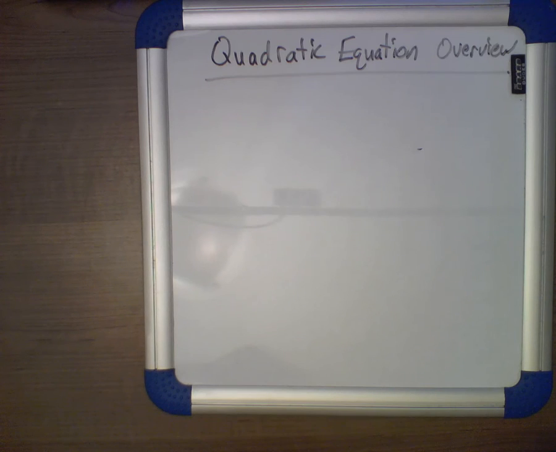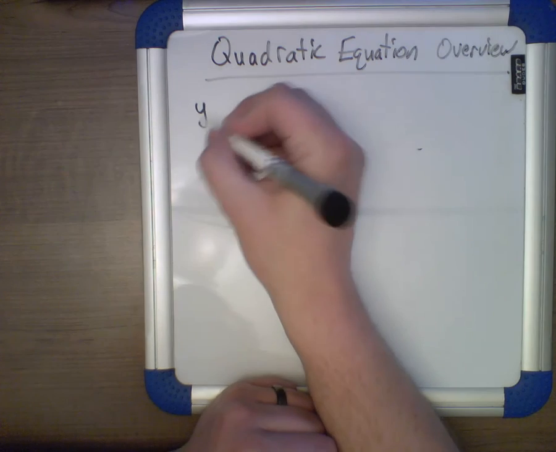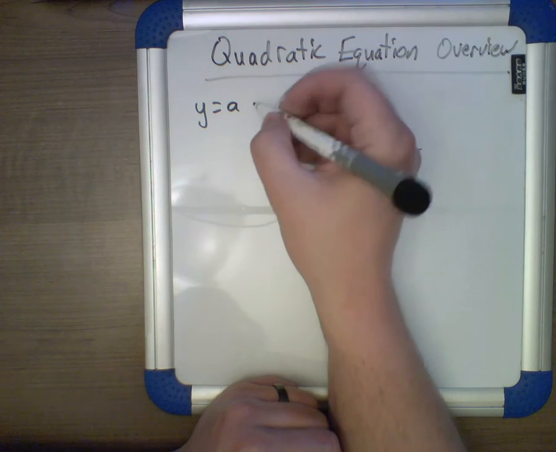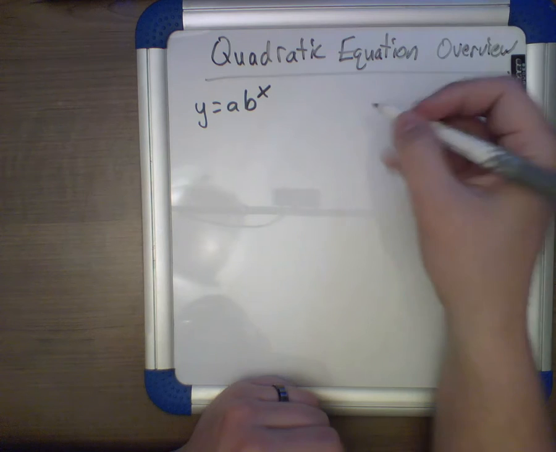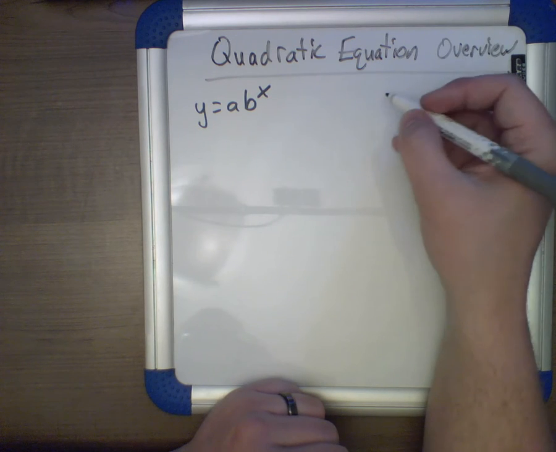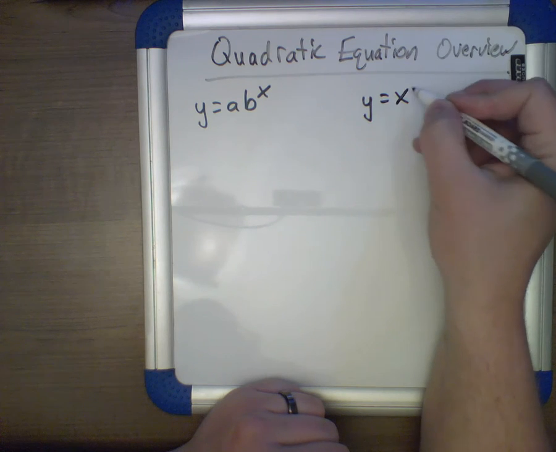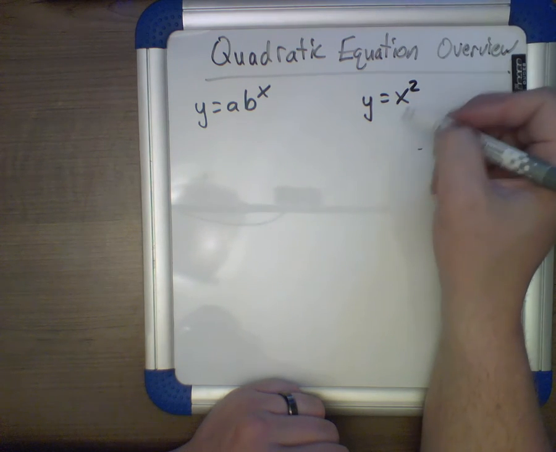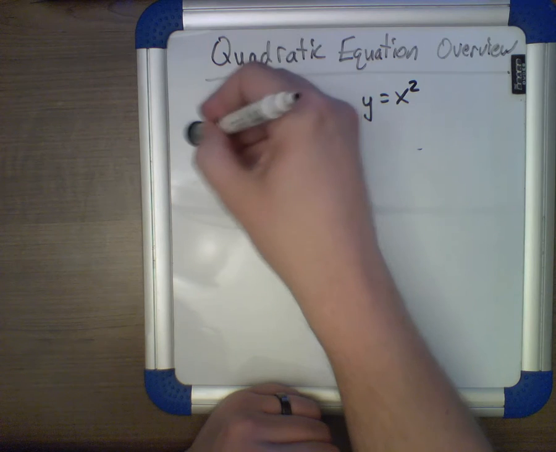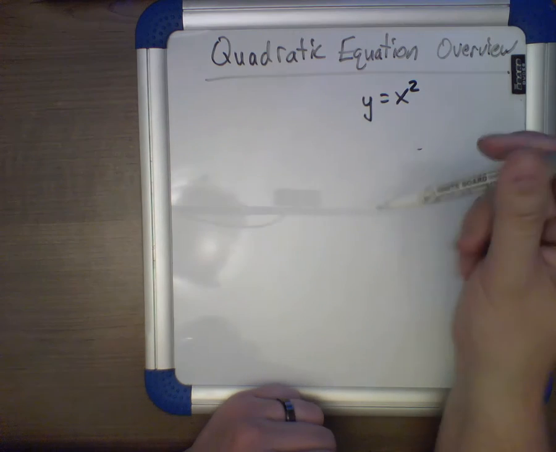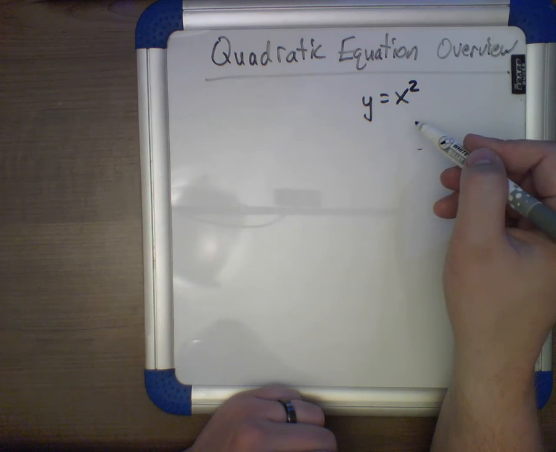In this video, we're going to do an overview of quadratic equations and see what's going on. In our previous unit, a little while back, we talked about exponential equations where we had y equals a b to the power of x. Now our simplest quadratic equation is going to be y equals x squared. We're going to add some other letters in here and build slightly more complicated graphs, but for now, let's just talk about y equals x squared.